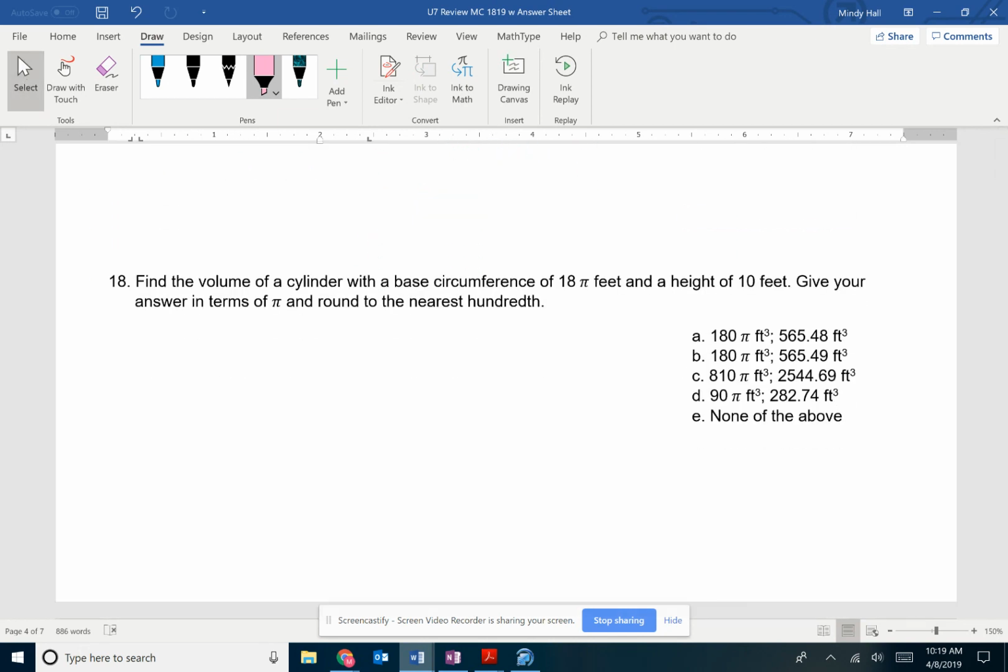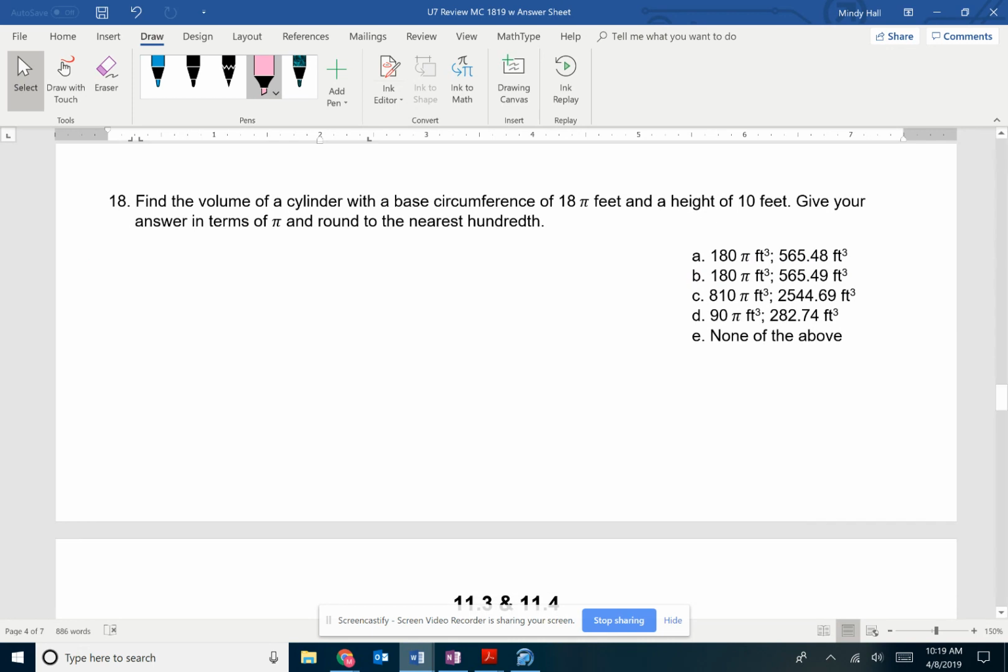Then we're going to find the volume of a cylinder with base circumference of 18 pi feet and a height of 10 feet. We're going to give our answers in terms of pi and round to the nearest hundredth. Because my base circumference is 18 pi, I'm going to set the formula for circumference, 2 pi r, equal to 18 pi. By solving this, I'm going to get my radius. So I'm going to divide by 2 pi. The 2's cancel, the pi's cancel, so we're just left with radius on the left, and then you have 18 divided by 2, which is 9.